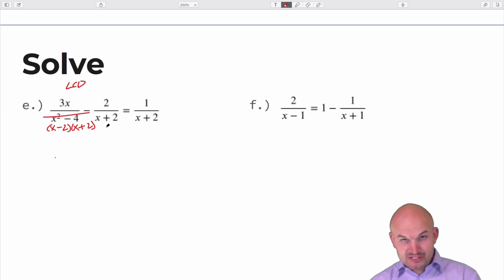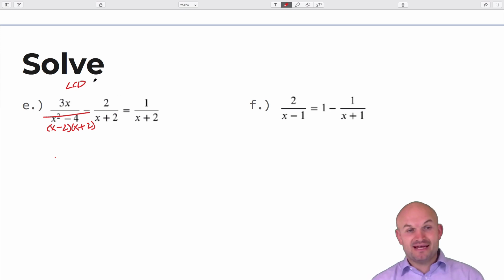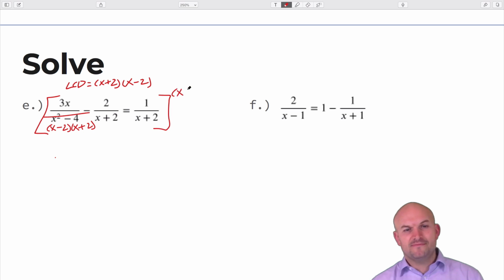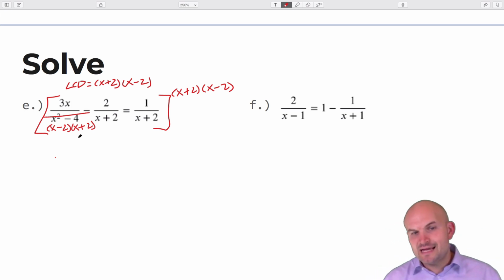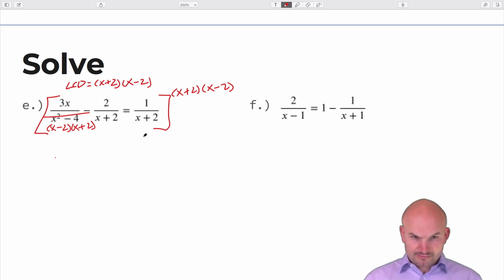I'm sorry, x plus 2. What they don't have in common is an x minus 2. So therefore, I'm just going to list that as x plus 2 times x minus 2. So again, multiply everything times this LCD. And you could write it as a product of each and every one of those, but obviously to save myself some time, I am not going to do that.